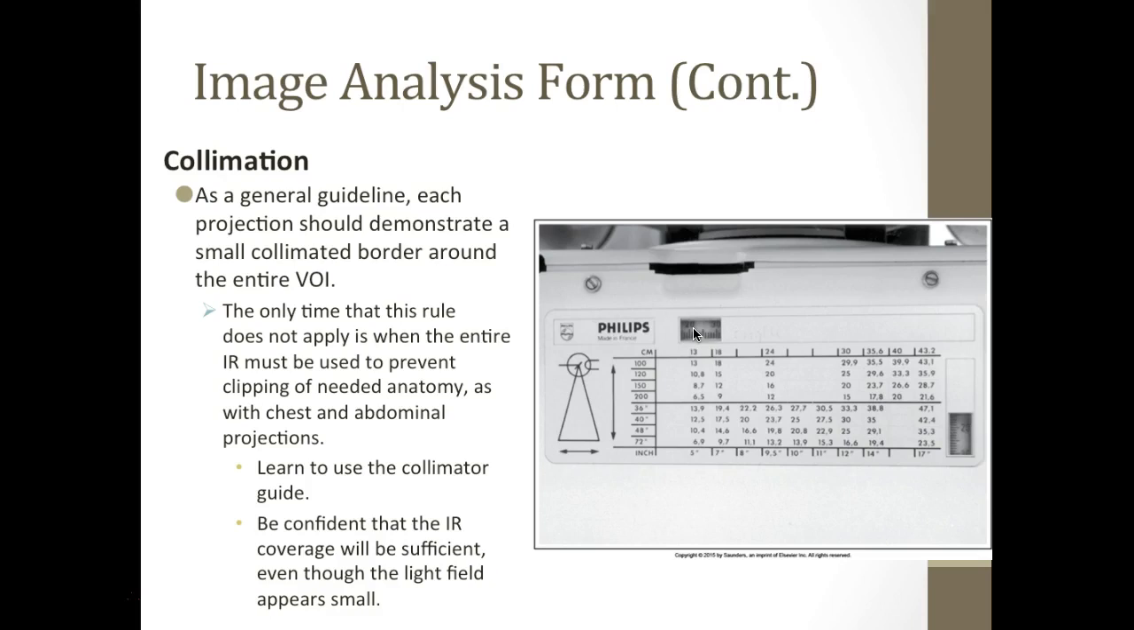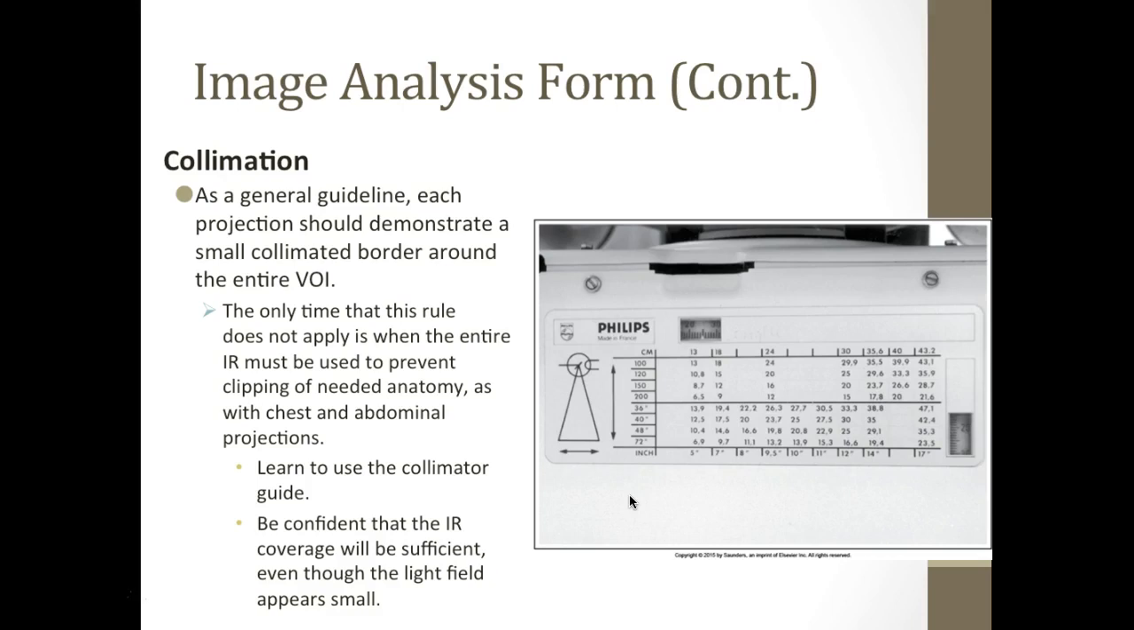So there is an area here on the collimator box, and this is very confusing, and have your site explain it to you because each one is totally different, which makes life even more fun. You can look on here and it's going to actually give you numbers that are going to help you. As a general guideline, each projection should demonstrate a small collimated border around the entire VOI. The only time that this rule does not apply is when the entire IR must be used to prevent clipping of the needed anatomy, as with the chest and abdominal projections.